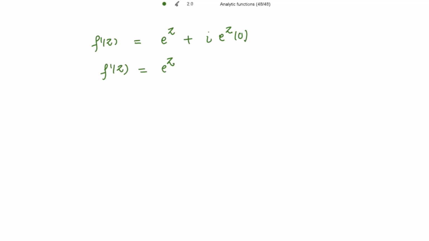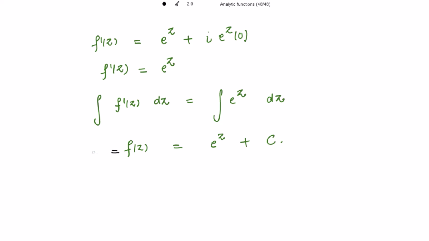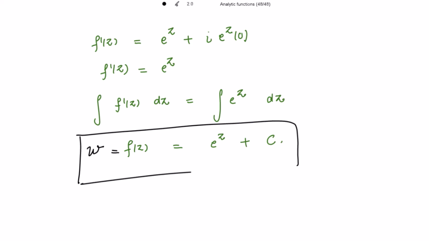Integrating this with respect to z, we get f(z) equal to e^z plus a constant. And what is f(z)? It is w, right? So we have found the value of w in terms of z. So this is the required answer. Okay, thank you. Stay blessed.